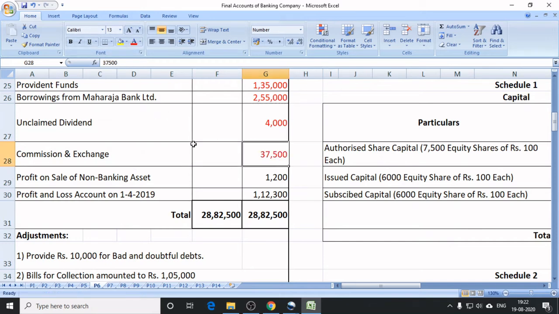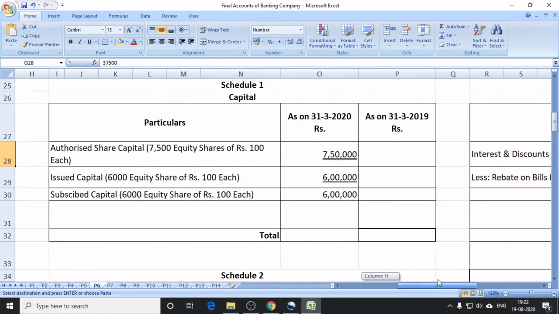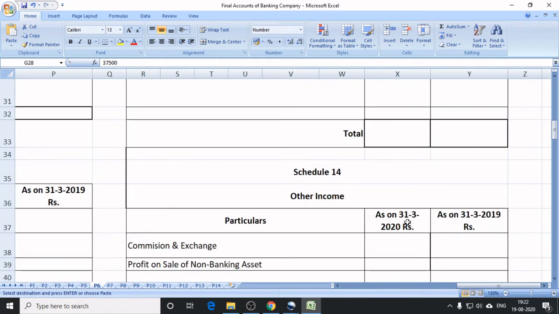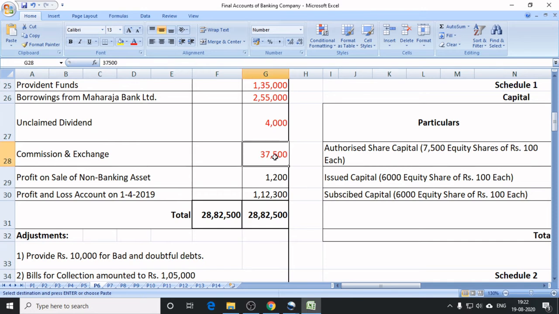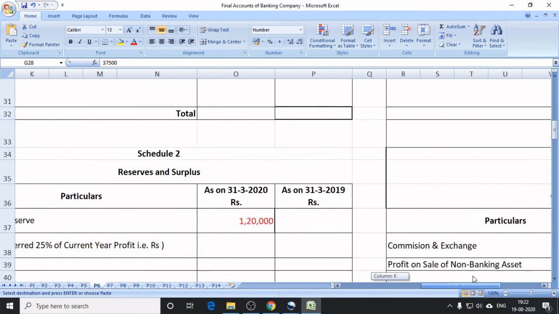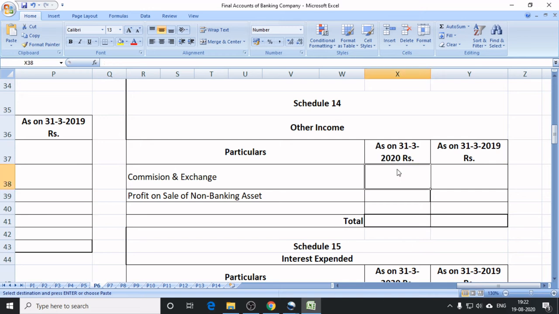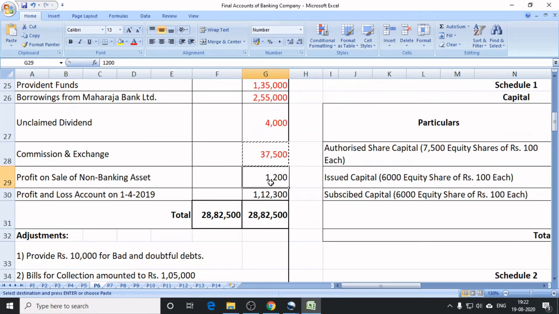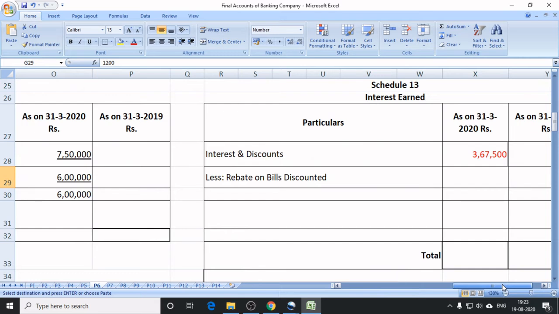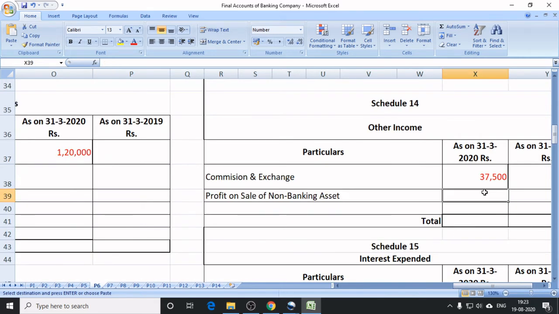The next is commission and exchange. Okay, commission and exchange, credit balance. It is the bank's income, and for recording this income we have schedule number 14, that is other income, because we know we have to record the interest related income in schedule number 13, and income other than interest received we should consider under schedule number 14, that is other income. Then next is the profit on sale of non-banking asset. It is 1,200 rupees, so it is the bank's income. It is income other than interest received, so it will also go under schedule number 14, other income.